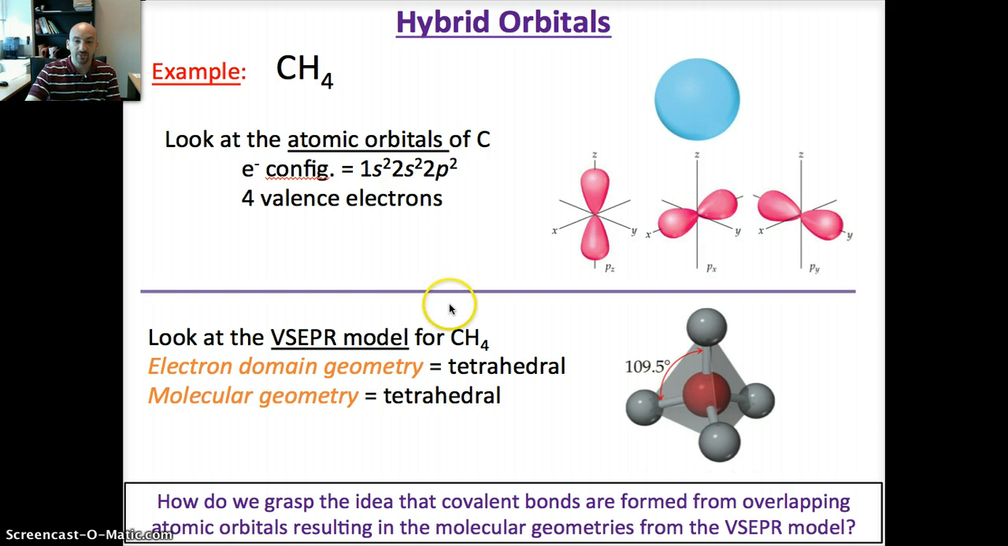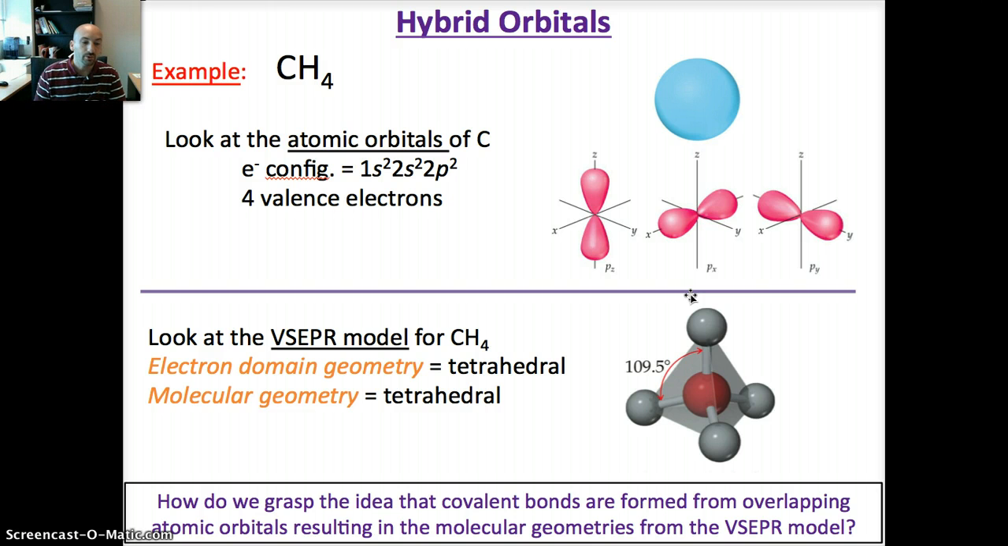Now, if we think of methane, which is CH4, and we look at the VSEPR model for geometry, we see it has tetrahedral electron domain geometry and molecular geometry, as shown here. But the question arises: how do covalent bonds formed from just overlapping atomic orbitals, here overlapping with hydrogen atomic orbitals, result in the molecular geometry described in the VSEPR model?